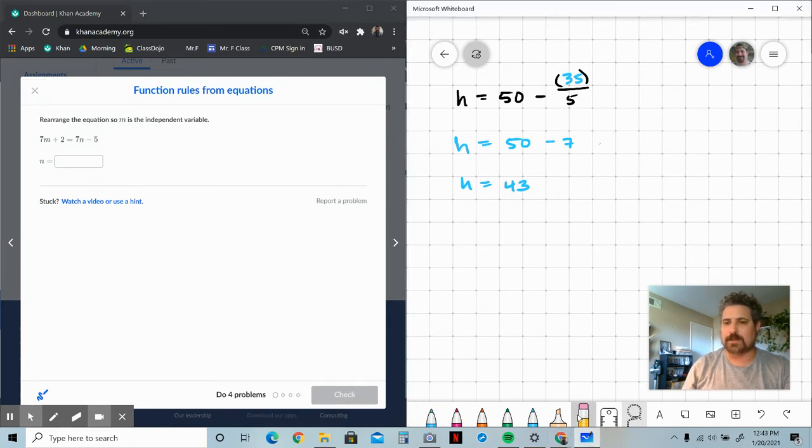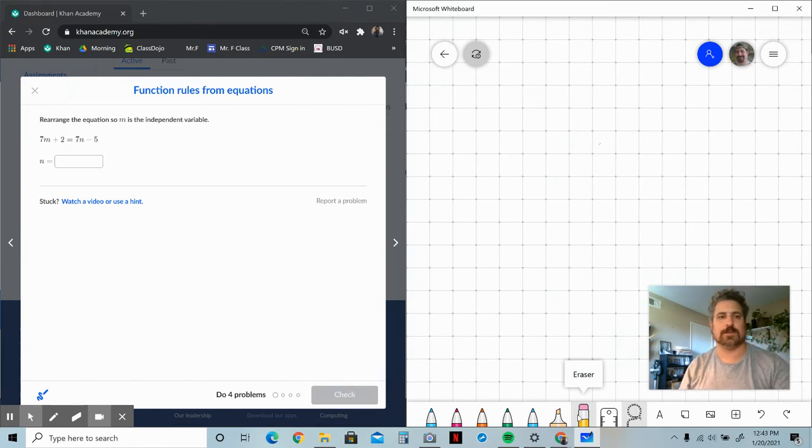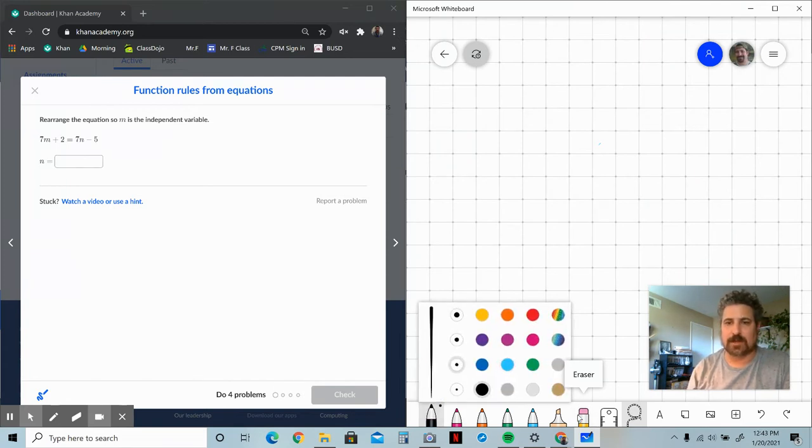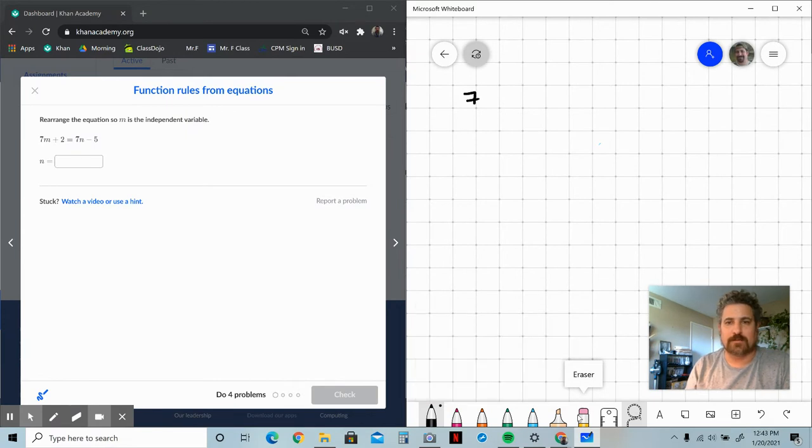All right, so with that being said, we're going to start here. Basically, all you have to do when you're doing function rules from equations is rearrange the equation so m is the independent variable. So you're just trying to solve for m. Let me show you what that looks like. You're going to go 7m plus 2 is equal to 7n minus 5.